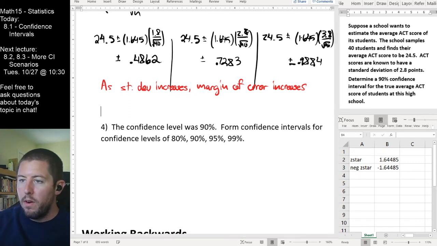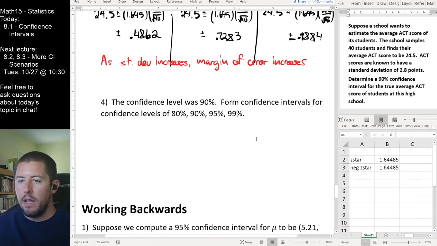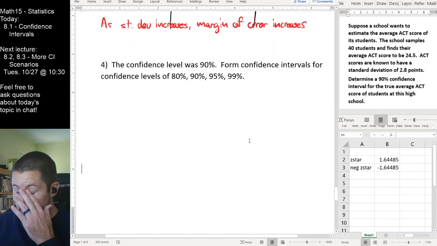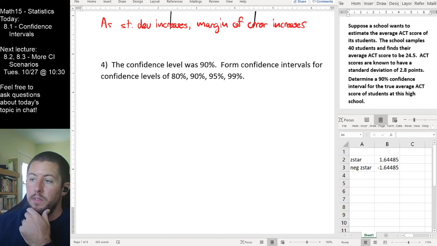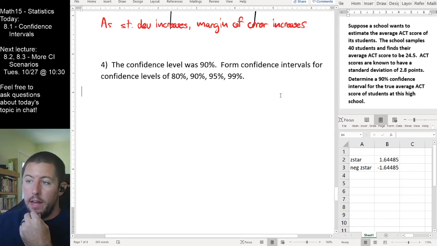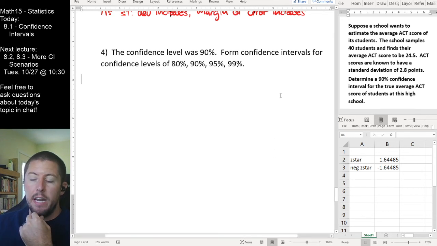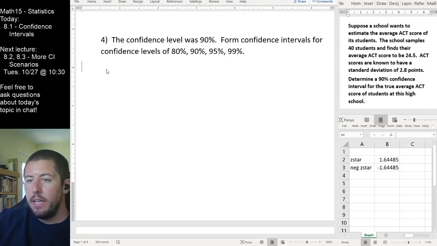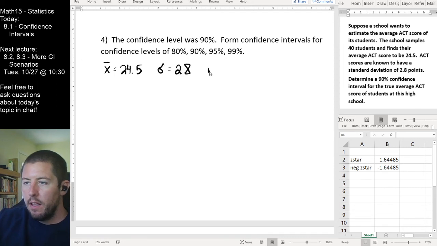This last one's a really important one, and we're going to get a little bit more Excel computation going on here. I might hold off on the working backwards questions till tomorrow. I think I will. So maybe let's just answer number 4 and summarize what we've seen here. The confidence level was 90%. Form 4 confidence intervals associated with an 80%, a 90%, a 95%, and a 99% confidence interval. So in these cases, we still have that x bar is 24.5, sigma is 2.8, and our sample size is 40, but now z star is going to change.